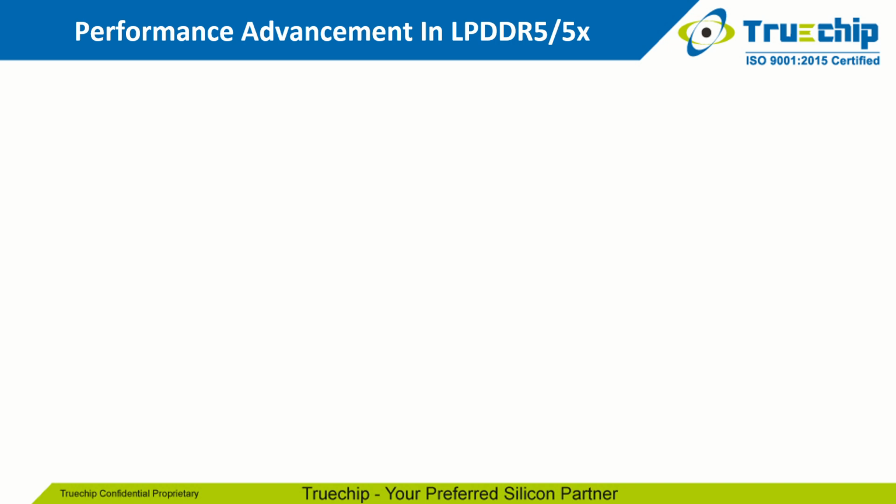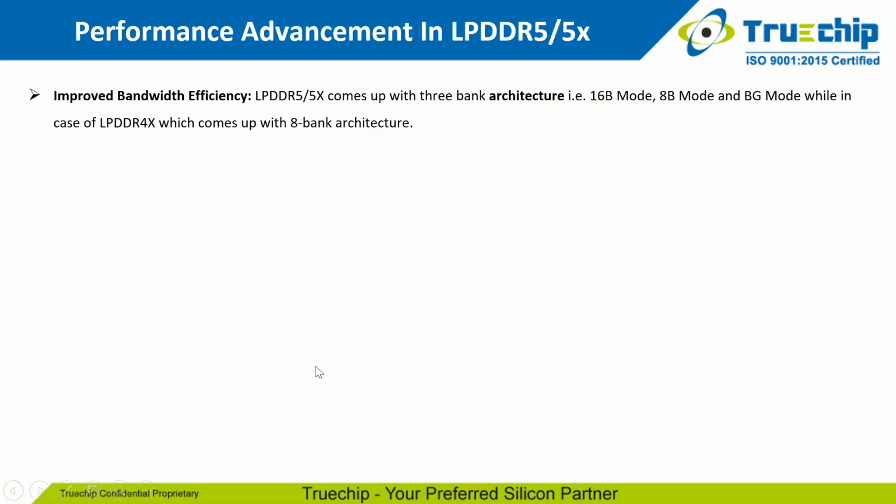So let's talk about the performance advancements in LPDDR5 RAMs. We have improved bandwidth efficiency. LPDDR5 came up with three bank architectures, that is the 16B mode, 8B mode and bank group mode, while LPDDR4X memories come with only an 8-bank architecture.